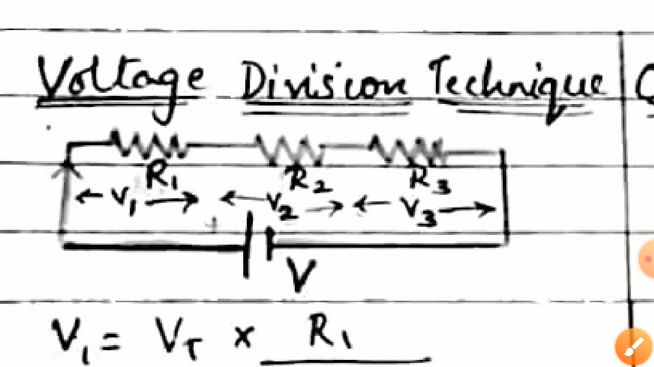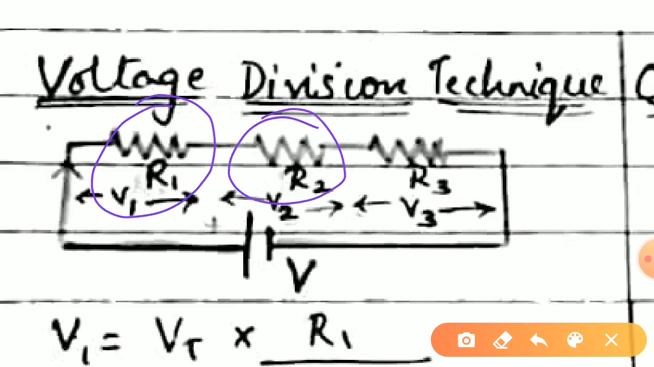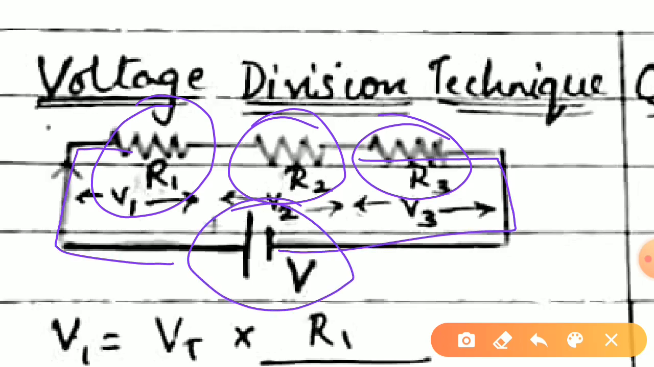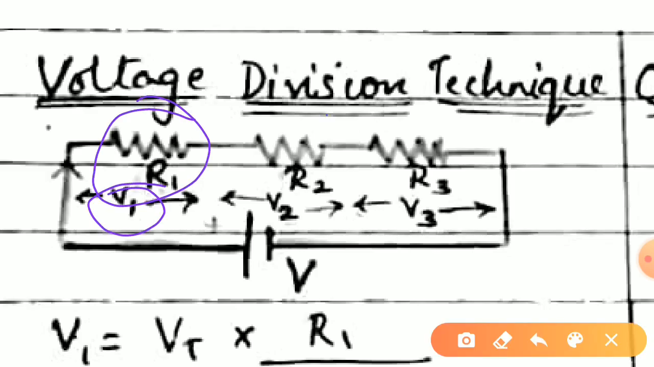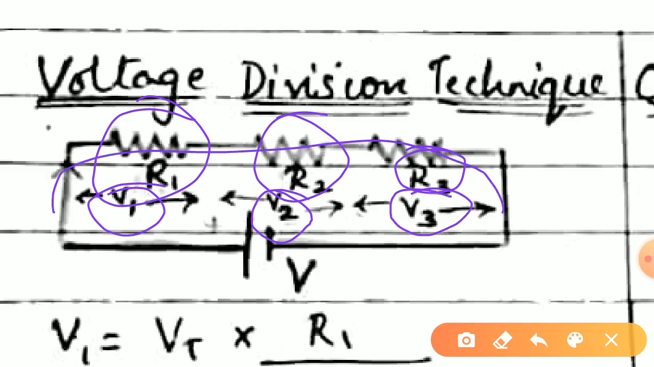In the voltage division technique, we have elements that are connected in series. Here, resistors R1, R2, R3 are connected in series across a voltage V. That is, a battery of voltage V is applied across R1, R2, R3. The voltage drop across R1 will be V1, across R2 the voltage drop will be V2, and across R3 the voltage drop will be V3. A current I will be flowing through the circuit.